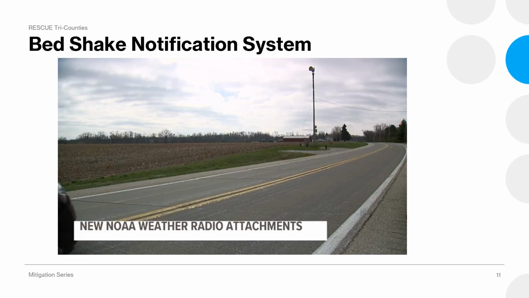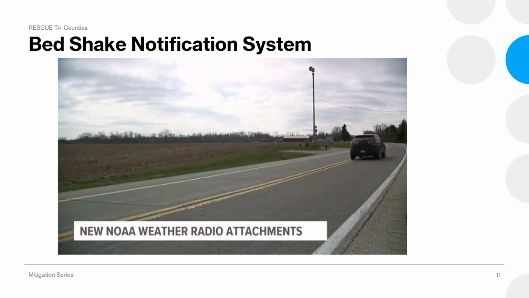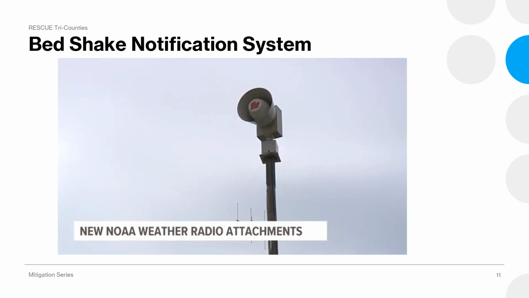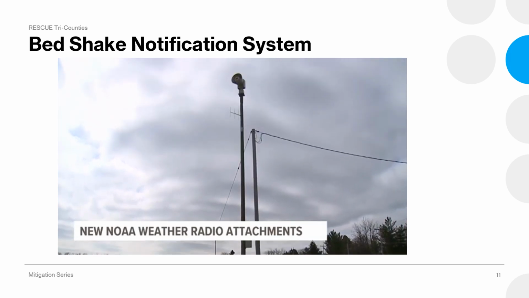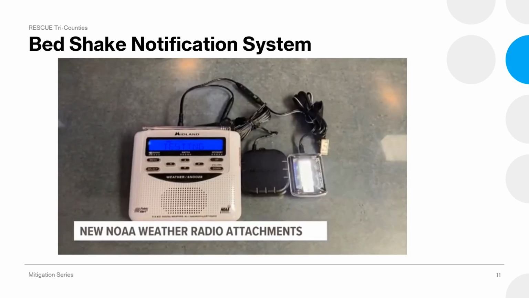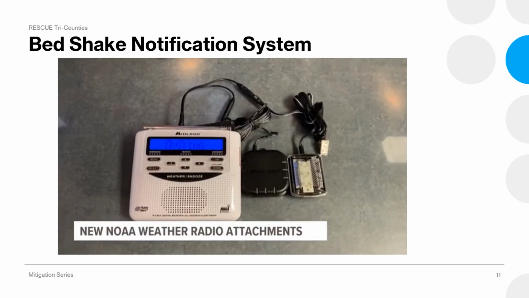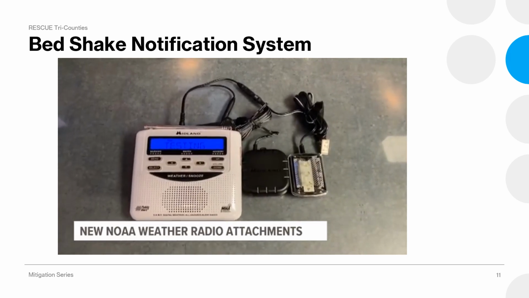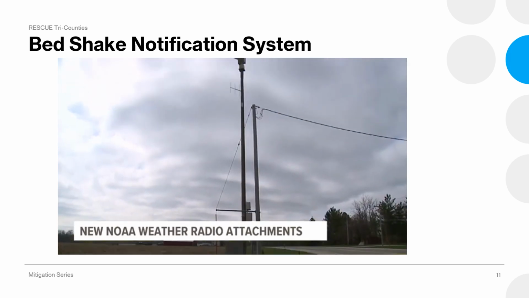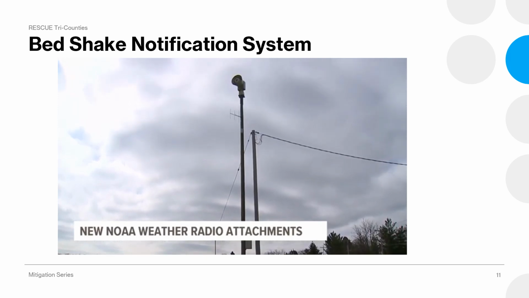Here is an example of a version of the bed shake alarm being used with a weather radio. Find it hard to hear the tornado sirens? There are now new attachments for a NOAA weather radio that caters to people who are hard of hearing. This includes a strobe light, which will flash when the radio goes off, or a shaker, which you can clip to your pillow and feel the vibrations while you're sleeping.